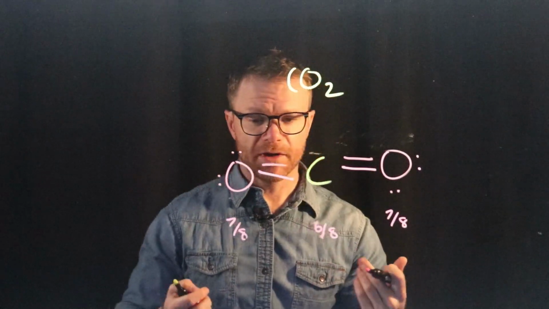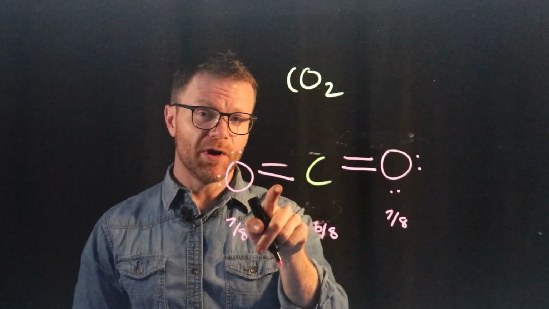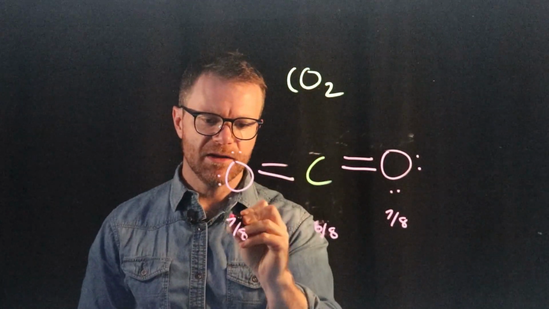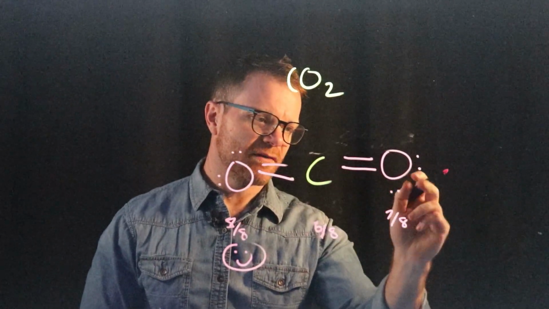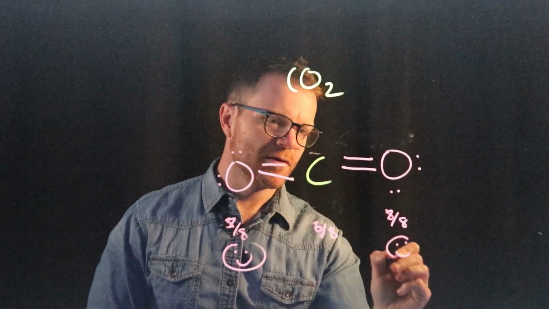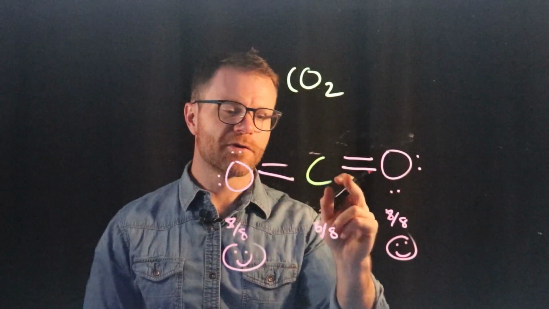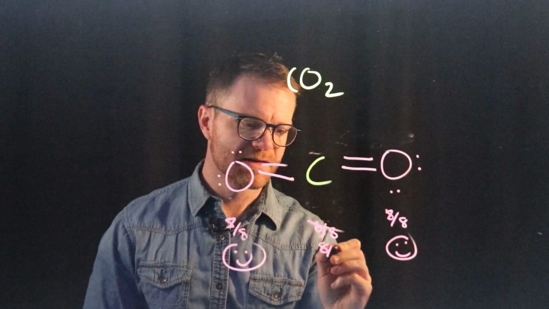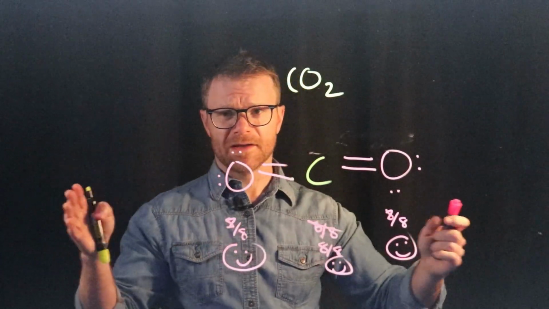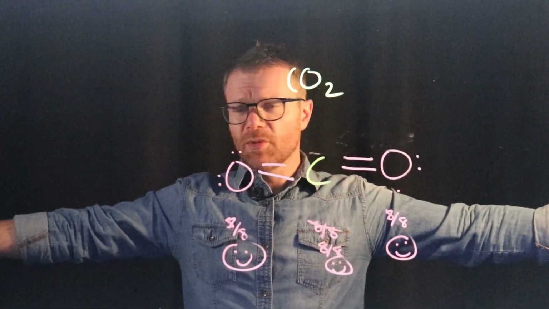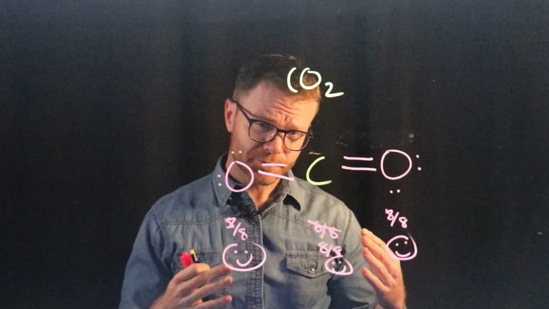And let's recount everything now. Double bond counts as 4, 5, 6, 7, 8. 8 out of 8, nice and stable. 4, 5, 6, 7, 8. 8 out of 8, nice and stable. 4, 4 for a total of 8. Nice and stable. So CO2 basically looks like this, a carbon connected by double bonds to 2 oxygens.